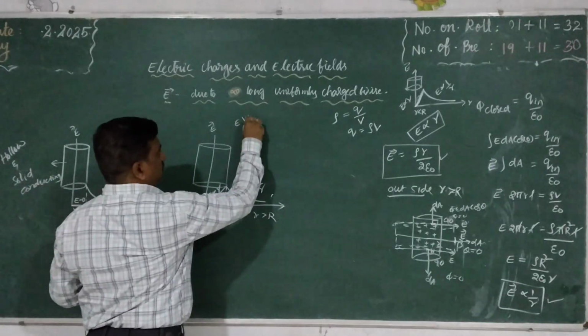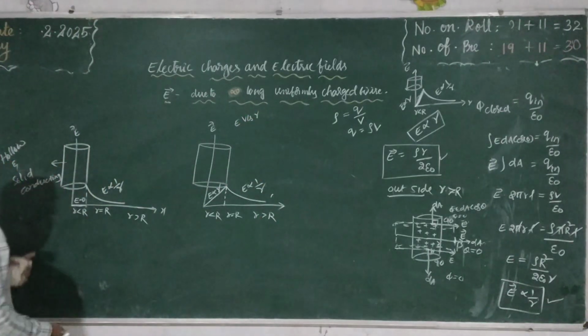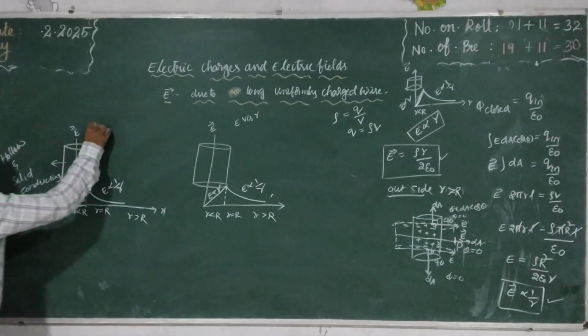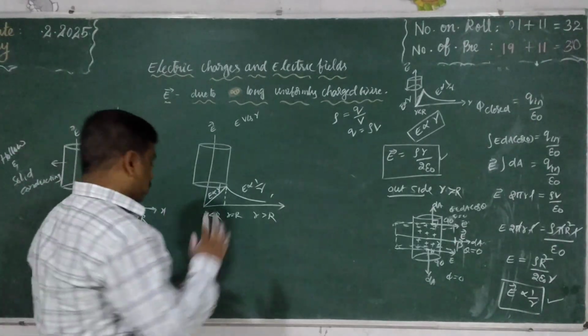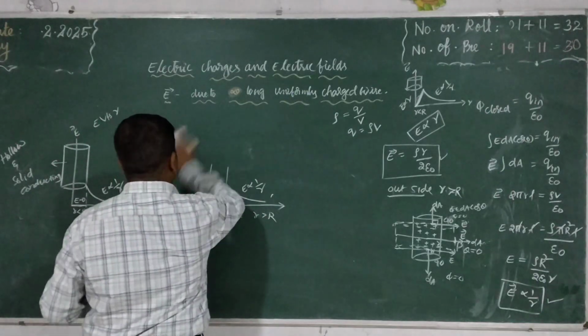So E versus R from center, inside and outside point. Here this is E versus R, the distance from the inside and outside point. See, the last problem.